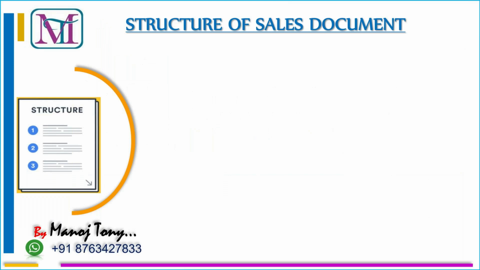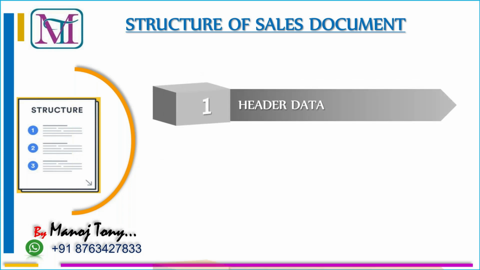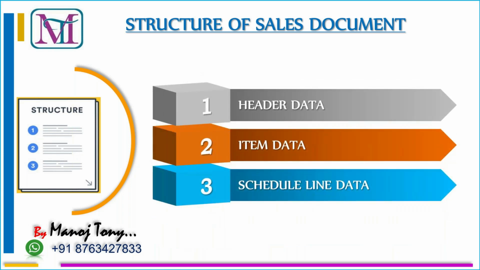So friends, as a beginner, before starting sales document type control, we have to understand the structure of a sales document. Each and every sales order comprises header data, item data, and schedule line data. Header data will be controlled by sales document type, item data will be controlled by item category, and schedule line data will be controlled by schedule line category. So in this session, we'll discuss header data controlled by sales document type.